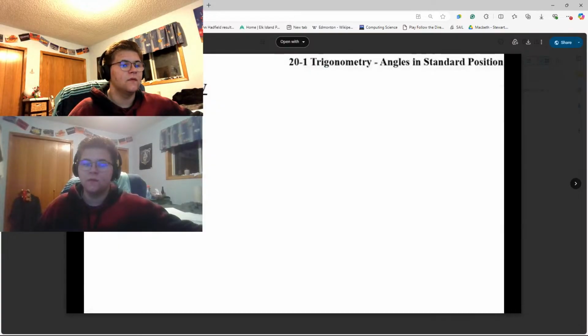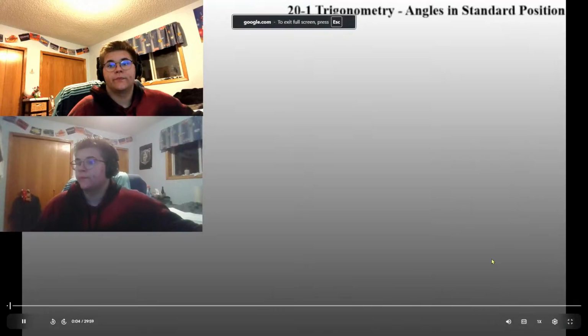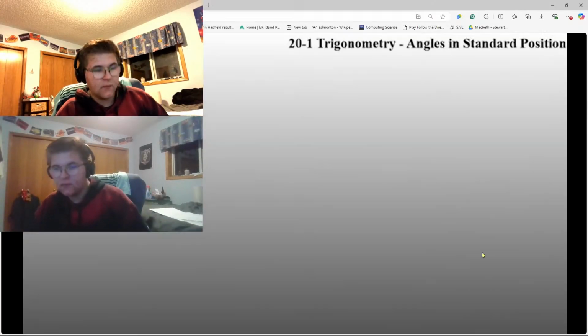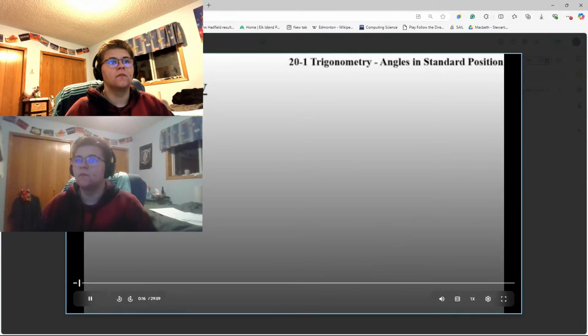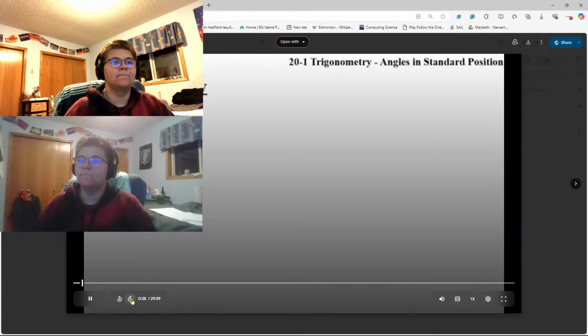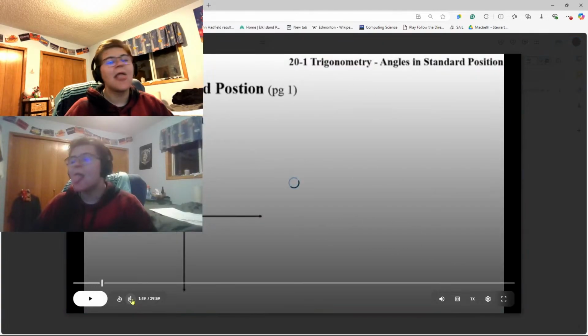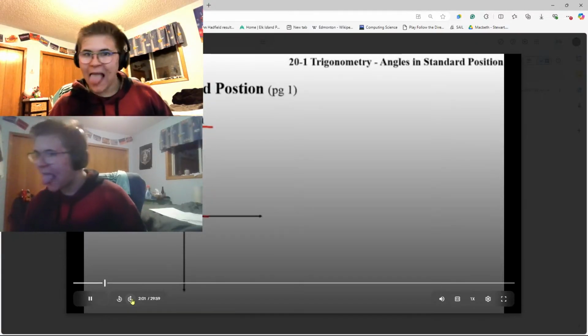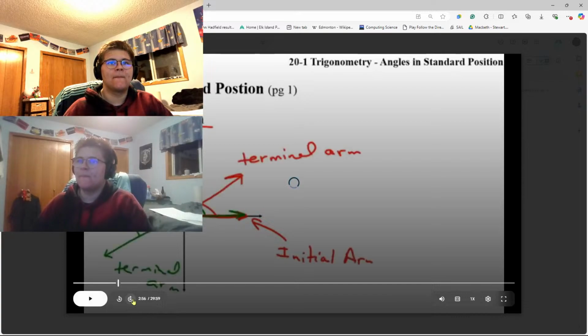Will they load? Yes. Good day. We're doing them. Welcome to trigonometry, okay, guys. Chapter 2 of the booklet. Real quick before we get into it, let's talk a little bit about right-angled triangles and position angles. A little bit of terminology: the initial arm and the terminal arm.